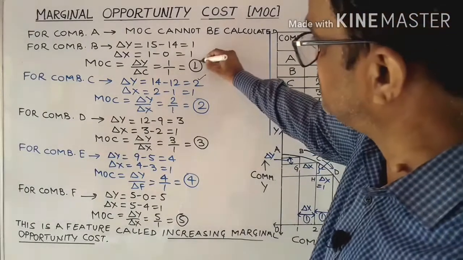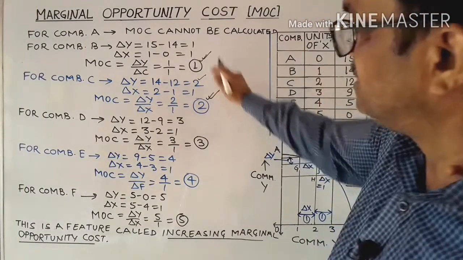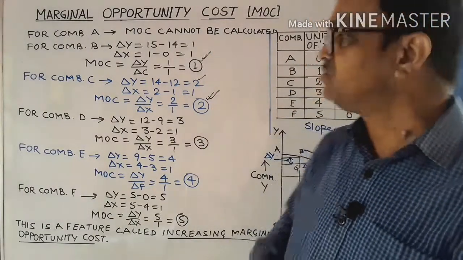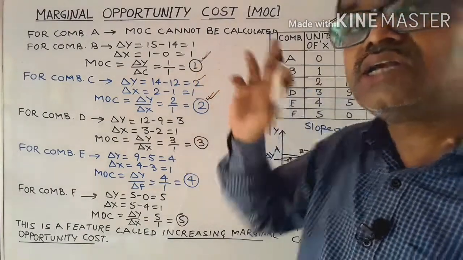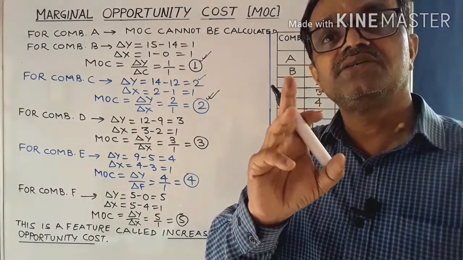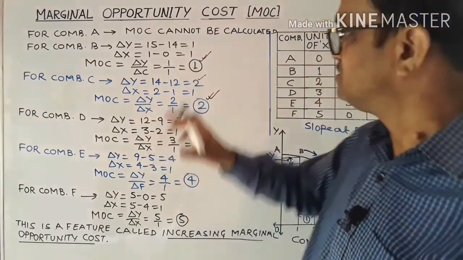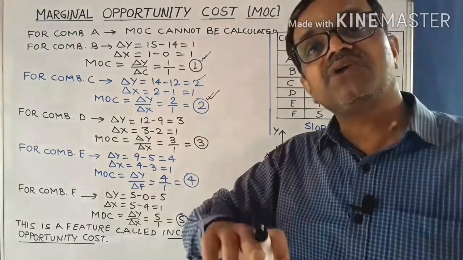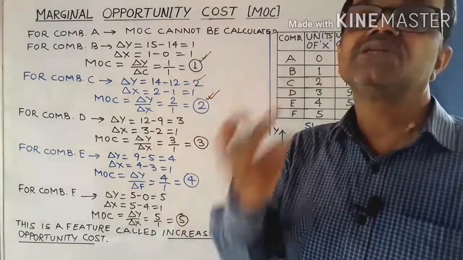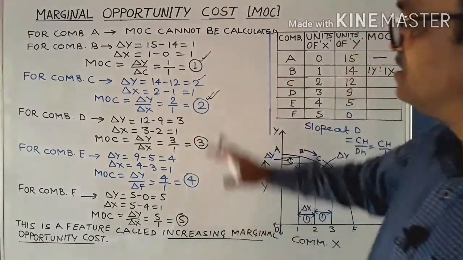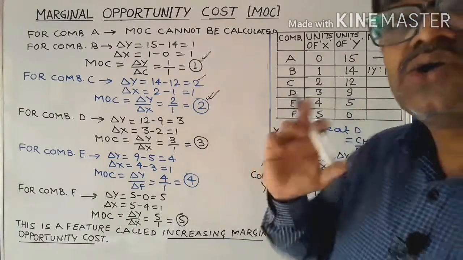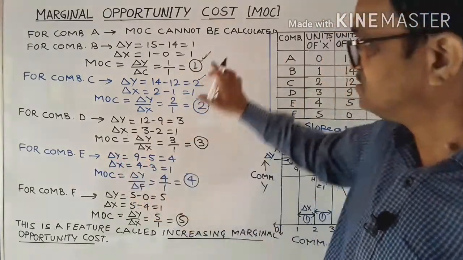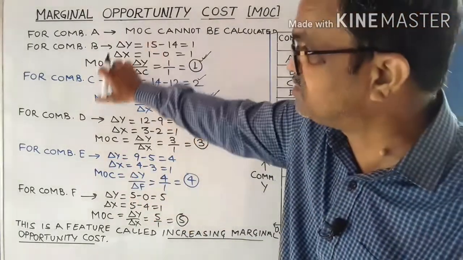Now look at this figure 1, now it is 2, it increased. In the early stage only 1 unit was sacrificed to produce 1 more unit of this commodity X. Now 2 units of commodity Y are sacrificed to produce the same 1 unit of commodity X, means number of units sacrificed of Y increased, that is MOC increased from this point B to C.